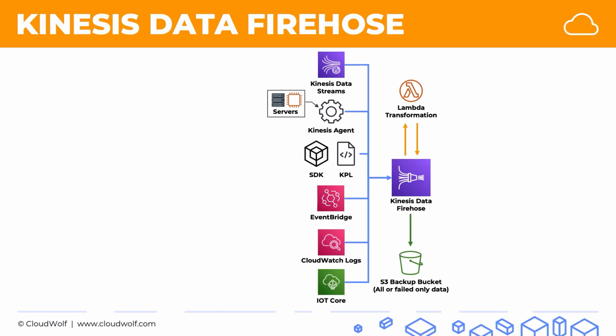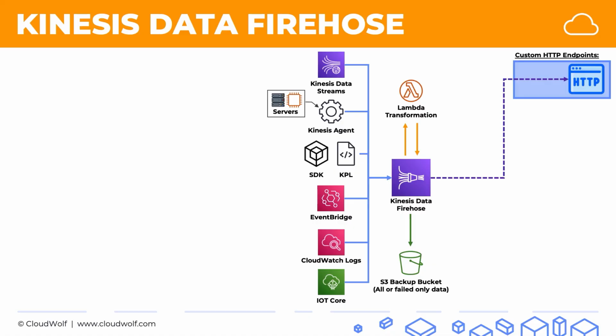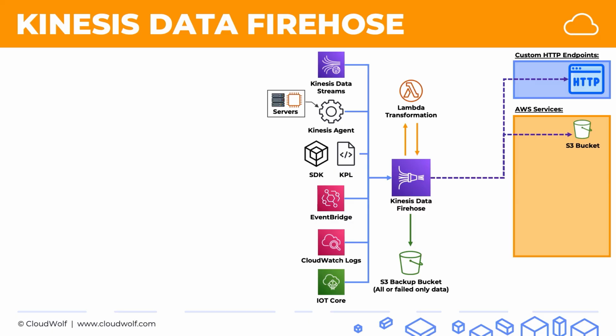And finally, let's talk about the destinations. Now, the destinations are very important. You need to know them very well. For the exam, there can be questions on these destinations, what they are. So there are three groups. First one is custom HTTP endpoints. Second one is AWS services, and this includes, of course, S3 buckets.